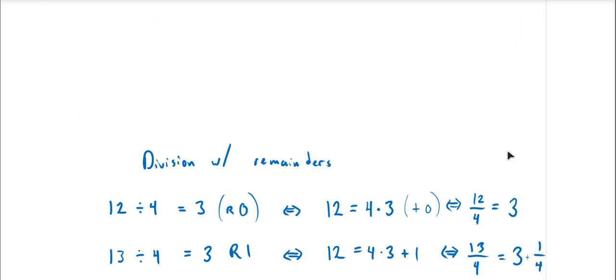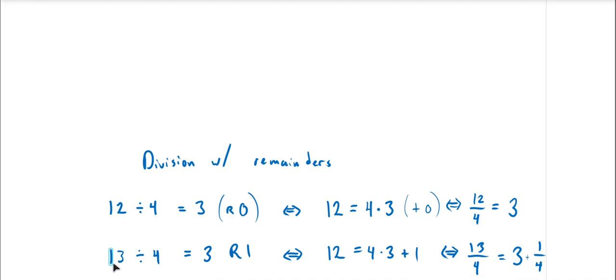If I say 12 divided by 4, you probably know that's 3, with remainder 0. And because of this, we can write 12 as 4 times 3, plus 0. And likewise, this improper fraction 12 over 4 can be reduced into a whole number.